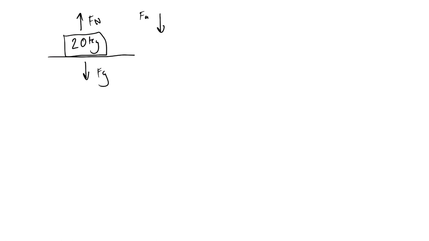So let's say we have a 20 kilogram block on flat ground, and you obviously have the force of gravity acting on it, and then you have a normal force, but you also have an applied force, Fa, going downwards, which is 500 newtons. I ask you to calculate the normal force.